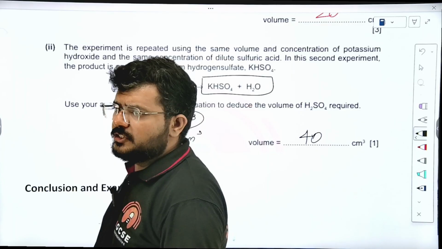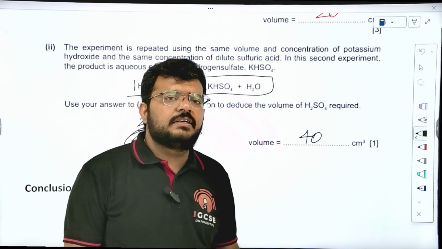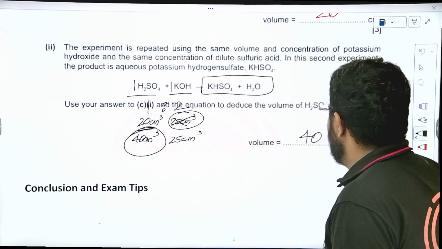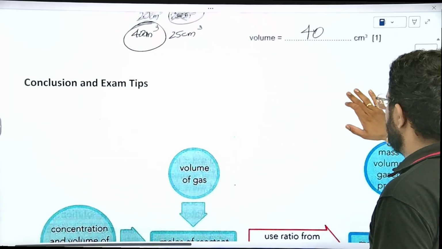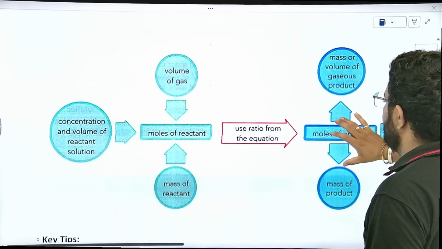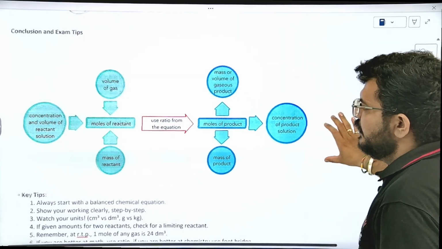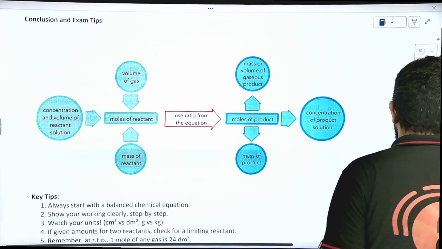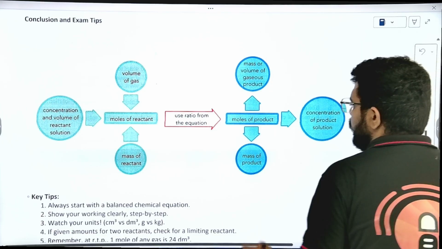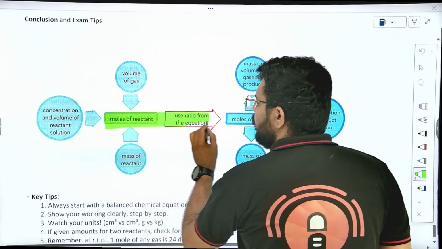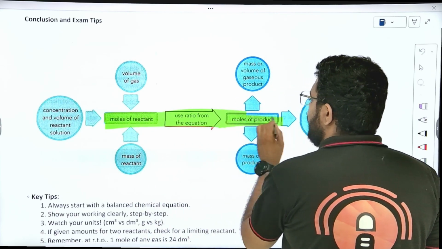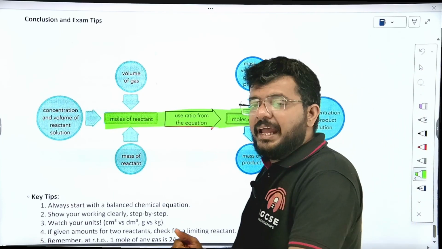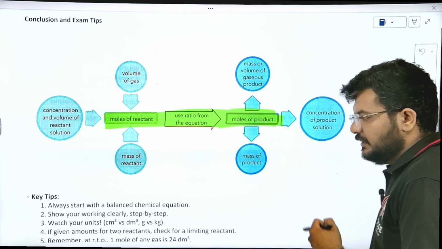Now we have established every small detail that is required for you to crack this concept. There are a few exam tips and conclusions that we can draw from this chapter, and then we can end the discussion of this chapter. The first thing is the idea. For the entire chapter, if you think about it, this is the main idea: take the moles of reactant, use the ratio and find the moles of product. If you can understand this much, you can find any way in which you can reach your answer.